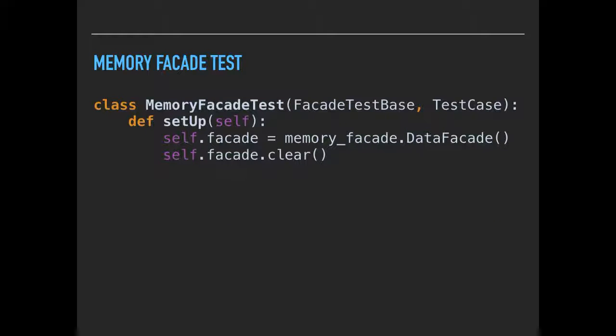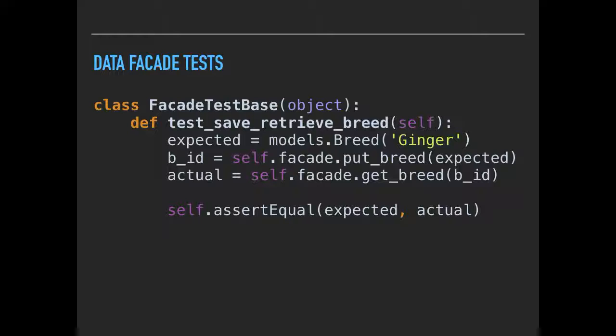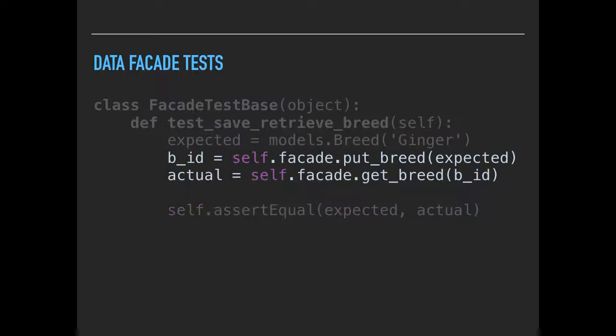Now to implement this test, I'm subclassing my test base and just writing a setup method. And this is the entire code for this particular memory facade test. So what I'm doing is instantiating a facade for the test to use. And then looking back at the implementation, I'm using the facade here, which is the one provided by the subclass. So I've got a test for that.